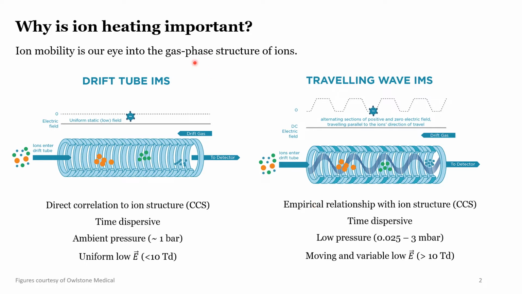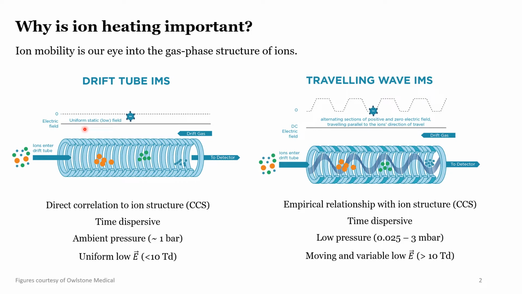Both methods work similarly in that ions traverse the mobility cell by being pushed by an electric field, while a drift gas opposes ion motion. The time that an ion takes to exit the mobility cell is correlated with its structure, as larger molecular species will exhibit longer drift times.